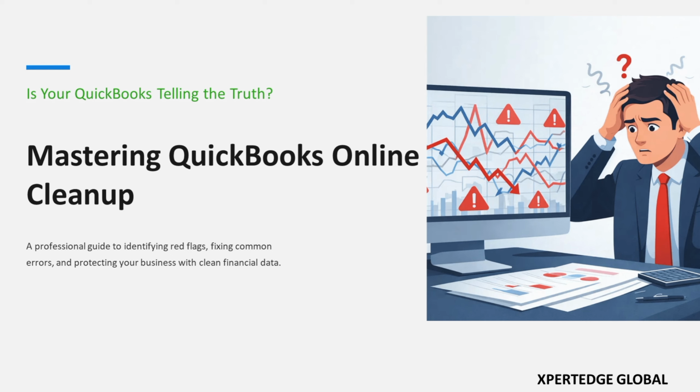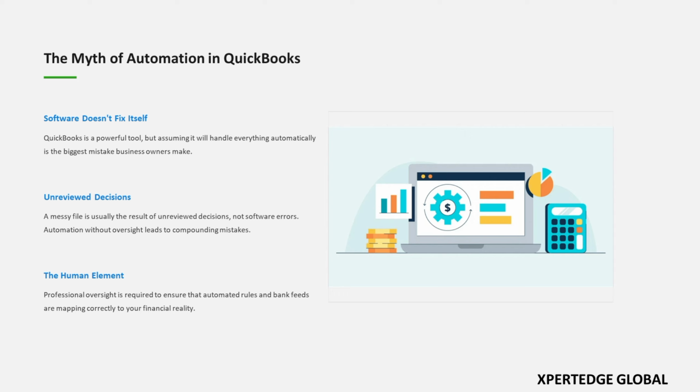QuickBooks Online is a powerful system, but it doesn't think for you. It records exactly what it's told even when that information is wrong. One of the biggest misconceptions is that automation keeps books clean. In reality, automation without review creates messes faster. Bank feeds, rules, and auto matches are helpful tools, but they still need human oversight. When no one reviews those decisions, small mistakes quietly grow into big reporting problems.